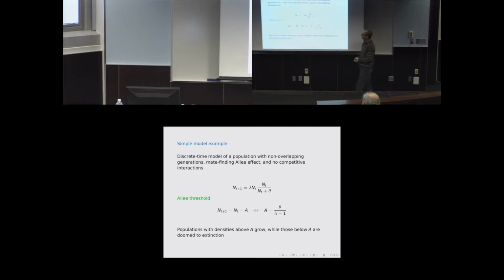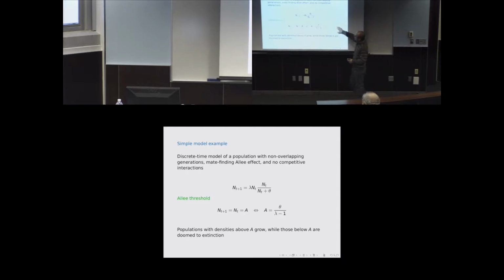If we take this model and analyze it for equilibria, we find that there is an Allee threshold in the population, and all the populations which start below A go extinct, whereas all the populations which start above A persist and grow.